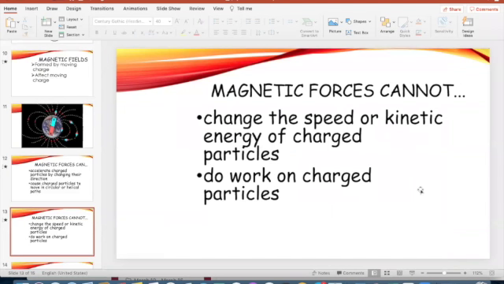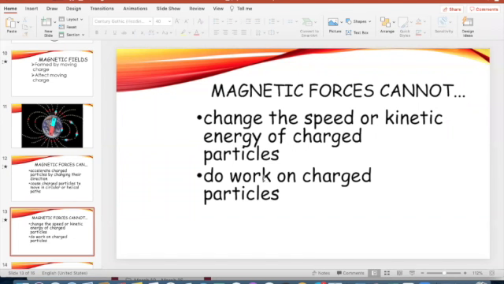Magnetic forces cannot change the speed or kinetic energy of charged particles. Earlier this semester we talked about speed. This is the distance covered over time, just a scalar quantity, a numerical value of how fast you're going. The kinetic energy is the energy of motion. Don't forget, kinetic energy is represented by KE, and it's equal to 1/2 mass times velocity squared.